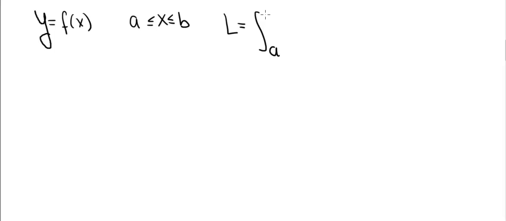Recall that when y equals f of x and it is defined over the interval between a and b, and this function is differentiable over that interval, the length of the curve is given by the formula integral from a to b of the square root of 1 plus f prime of x squared.